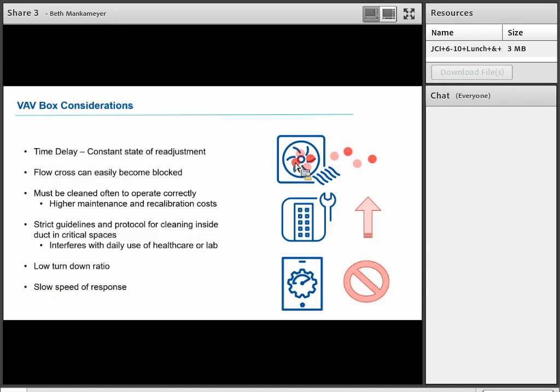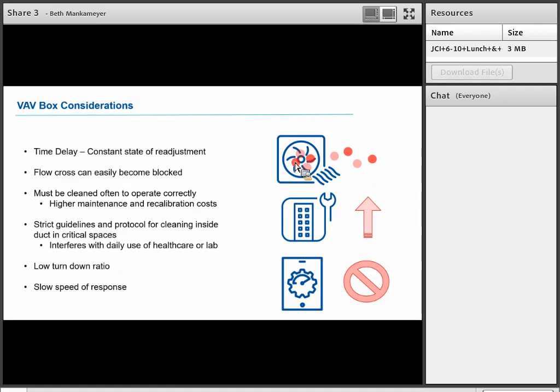So with the good comes some of the bad. So there are some considerations with VAV boxes, and especially you're going to hear me talk about these with regard to using them in a critical space. So they do have a time delay, and because they are actually doing the air measurement and there are constant pressure changes within the duct, you're going to have this constant state of readjustment. And what that also means is that your actuator is going to have some more wear and tear on it. Since it's constantly measuring this airflow and sending signals to the actuator, your actuator will get more use out of it.